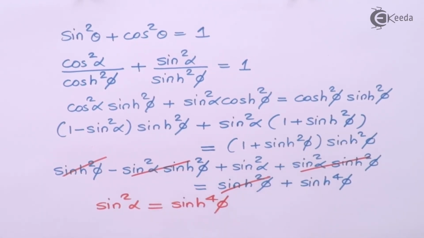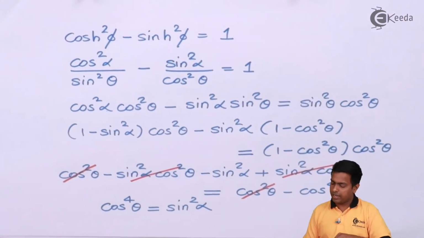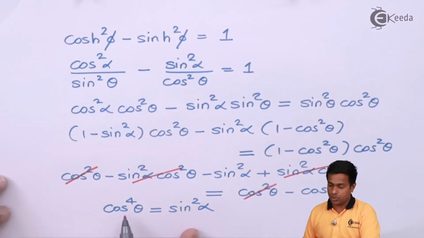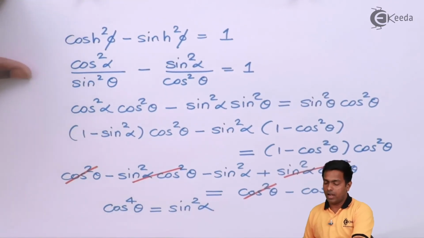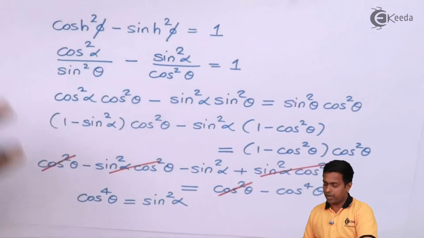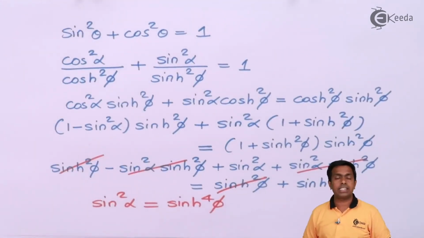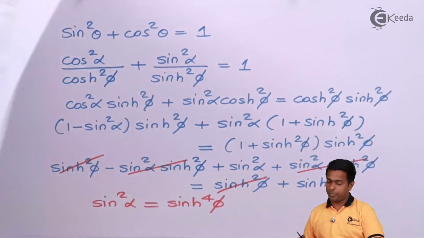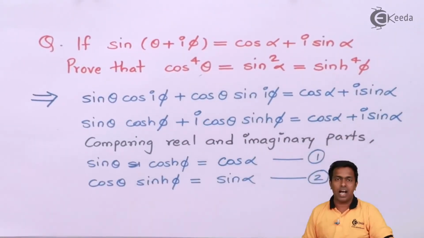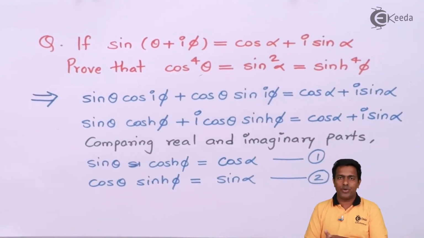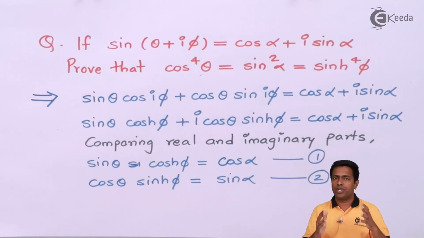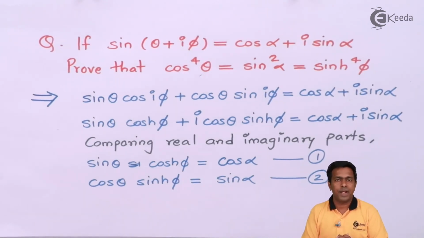Now guys, what have we proved? In the first result we proved that the value of cos raised to 4 theta is sine square alpha, and here now we are saying that this sine square alpha is equal to hyperbolic sine raised to 4 phi. So it means these three terms are the same, and here I proved the given result. So guys, I am sure you understood the problem and how to eliminate the given angle from the given terms. So just apply the same steps in the exam to get the full marks.